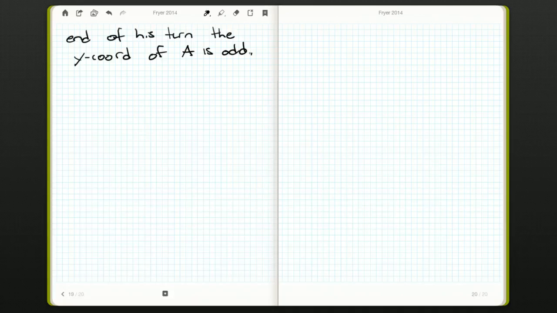Alright, so if he does that, then that means he's the one who will first make the y coordinate have a value of 5. Okay, so that's the idea for his strategy. Now we'll need to sort of prove that it works.